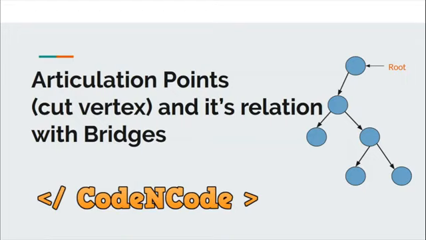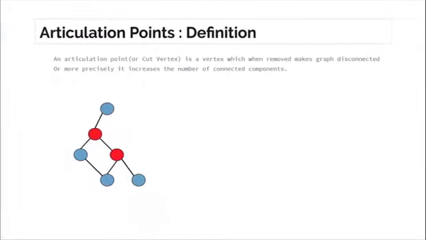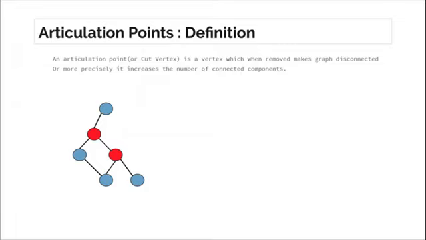And in this lecture we are going to study articulation points or cut vertices and the relation of articulation points with bridges. Since we have studied bridges in the previous lecture, we have knowledge about that and how to calculate bridges. The definition of an articulation point: an articulation point or cut vertex is a vertex which when removed makes the graph disconnected, or more precisely it increases the number of connected components.